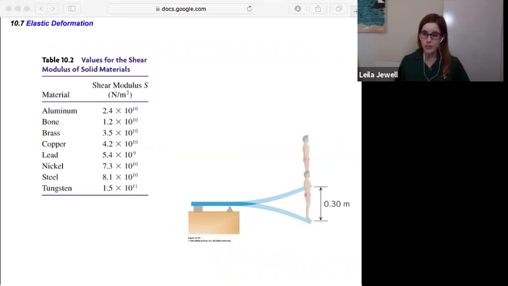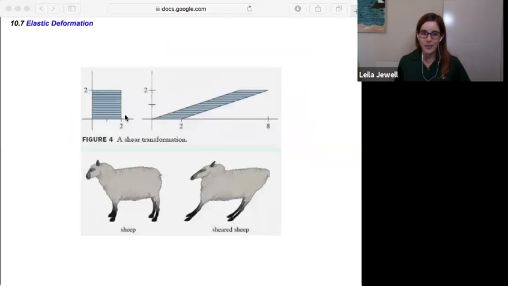One more example before we go of shear, just out of the sheer joy of it. Mathematically, you can have a shear transformation of this 2x2, so that it still is 2x2, but it's sheared. And then we have a sheep and a sheared sheep. All right, that gets me every time.